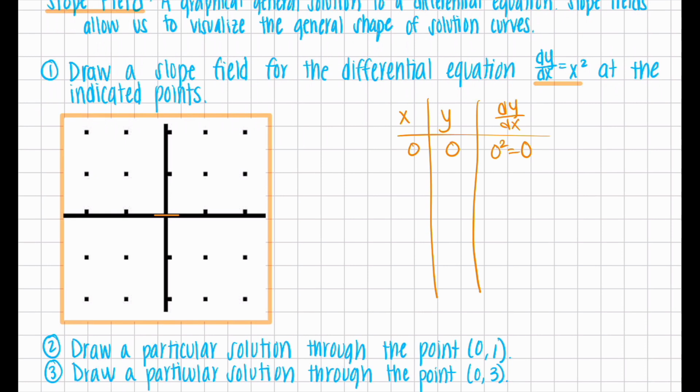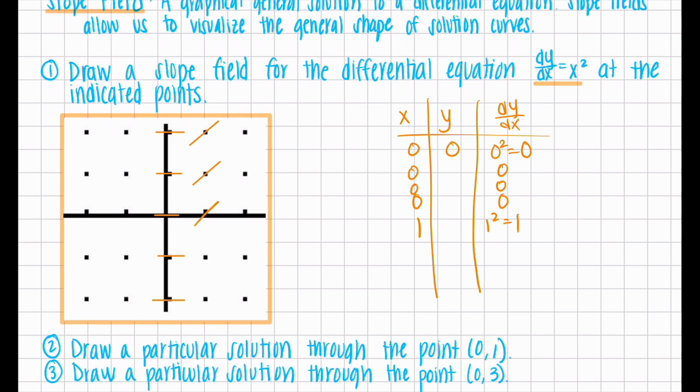I like to think about what the trends are. If dy dx only depends on x, notice everywhere where x is 0, my slope is also going to be 0. So I'm going to draw 0 slopes everywhere where x equals 0. Now, how about when x equals 1? That means our dy dx, x squared, is going to be 1 squared, which is 1. So everywhere where x equals 1, I'm going to draw a slope of 1.